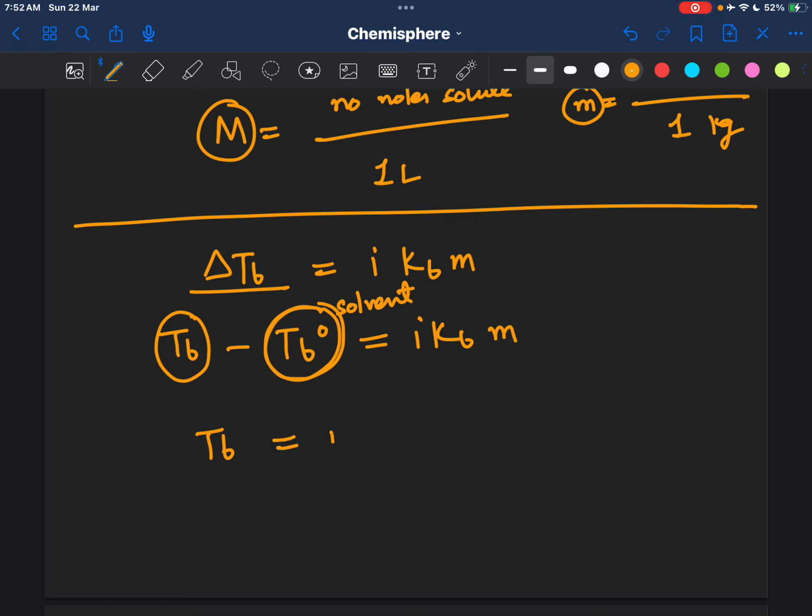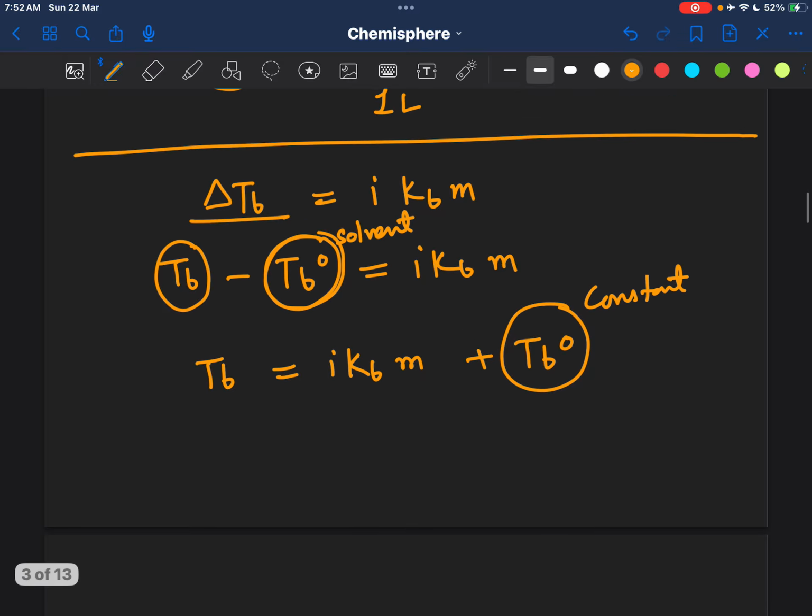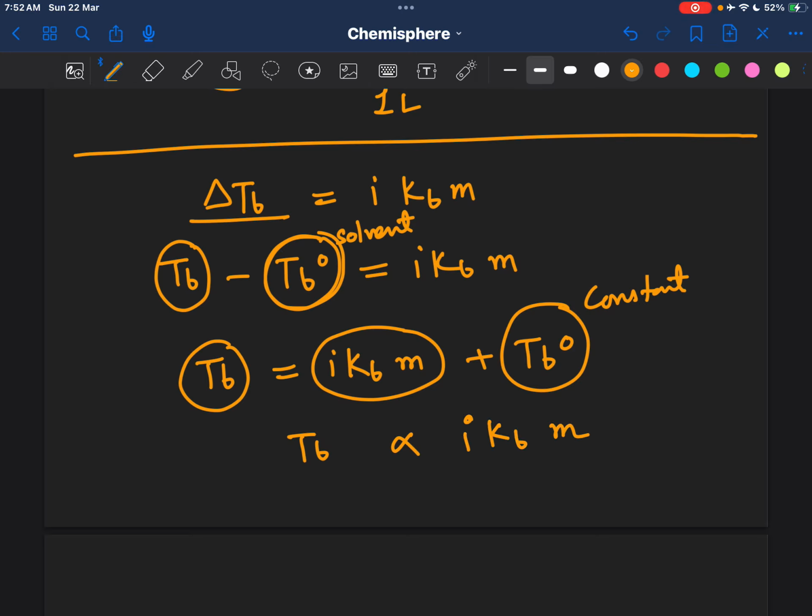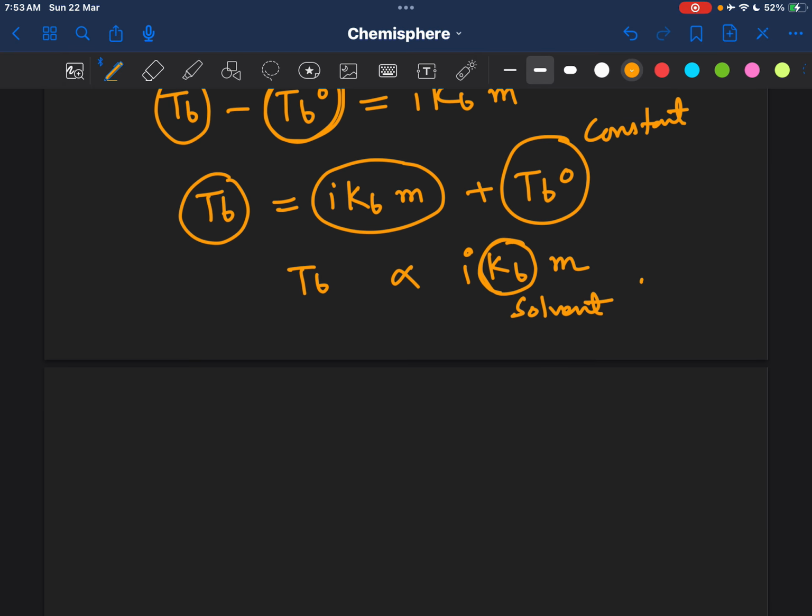So TB is equal to I into KB into M plus TB naught. This is a constant for each and every case if the solvent is water. So we can clearly see TB is technically depending upon I into KB into M, or we can say TB is directly proportional to I into KB into M. One more thing is that KB is the molal elevation constant, and it also depends upon the solvent, and in all 4 cases we have used water as the solvent, so therefore this is again going to be constant. So we can say that TB is basically directly proportional to I into small m.